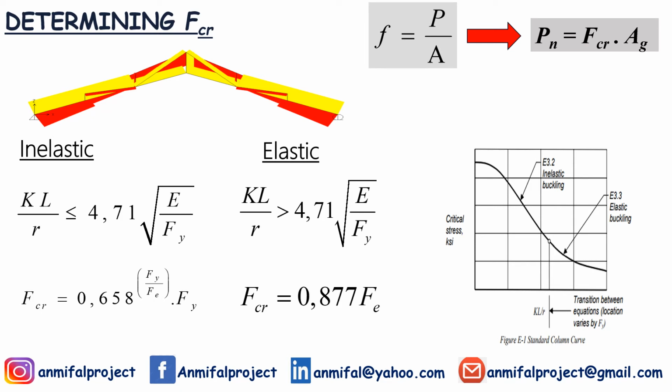Conversely, when the slenderness ratio is larger than 4.71 times the square root of the modulus of elasticity over the yielding stress, the critical stress can be computed by multiplying the Euler stress and 0.877. The keyword is inelastic or elastic case.